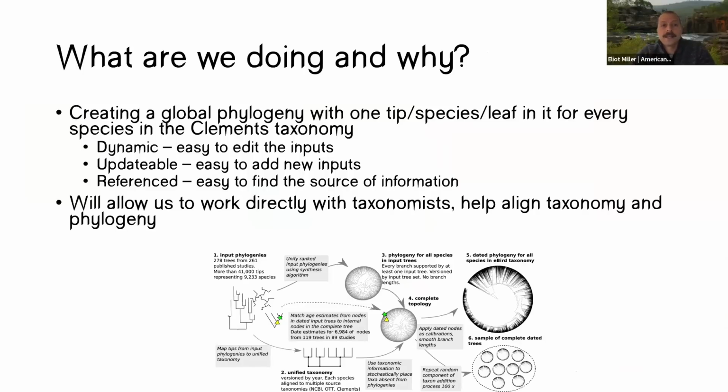All right. So now let's dig into the actual project and take a look at what we've been doing and why. So from the 10,000-foot perspective, we're making a global avian phylogeny that has one tip in it, no more, no less, for every species in the Clements taxonomy, the taxonomy used by Birds of the World and eBird. This product is updatable, meaning it's easy to add new information to, and it's dynamic, meaning it's possible to remap tips in taxonomy and get slightly different outputs. All of this is tracked and versioned, of course, and critically, what we're doing also tracks the source of the information itself. And I'm going to show you why that's critical in a moment.